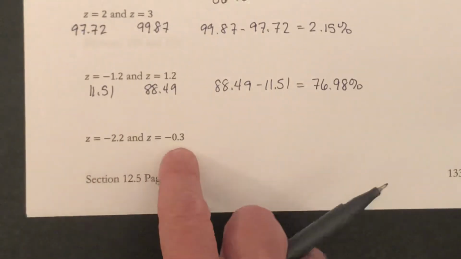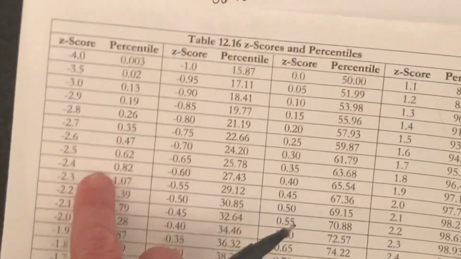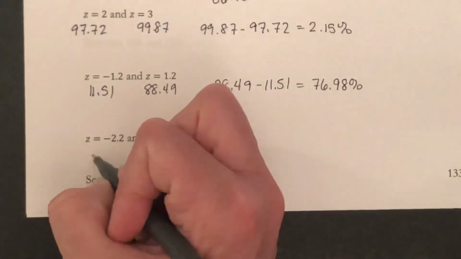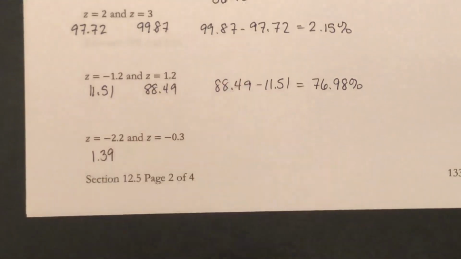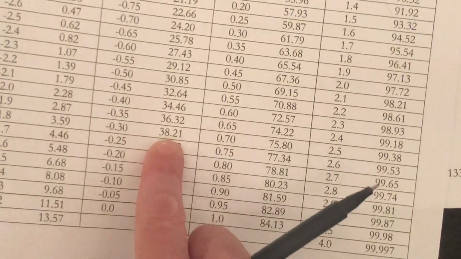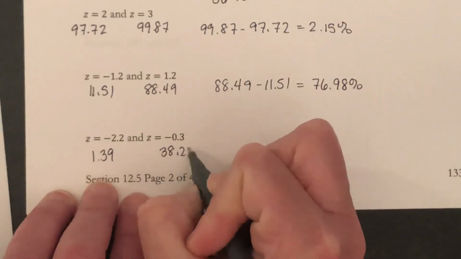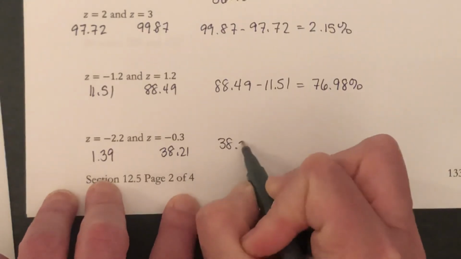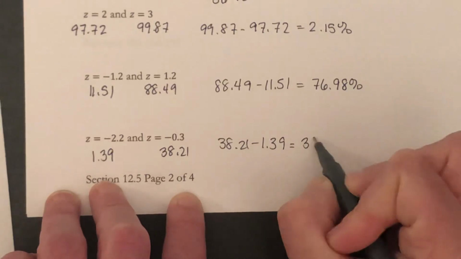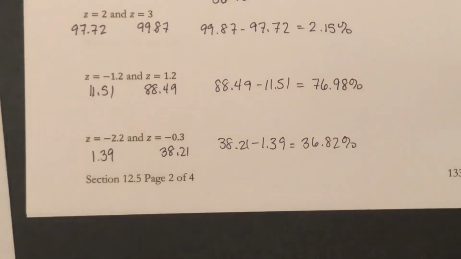Negative 2.2 and negative 0.3. Negative 2.2 is right here, 1.39. And negative 0.3, 38.21. So subtract to get 36.82% of all data between those two z-values.